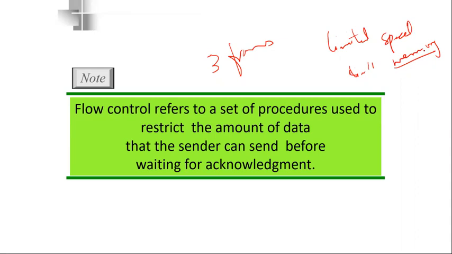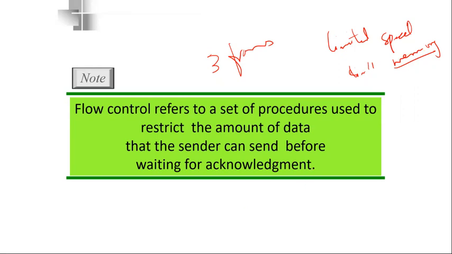So for that reason, after some amount of data, the receiver will send an acknowledgement that yes, I have received the data and I have processed it. Incoming data must be checked and processed before it can be used. The rate of such processing is usually slower than the rate of transmission. So for that reason, we have these flow control protocols.